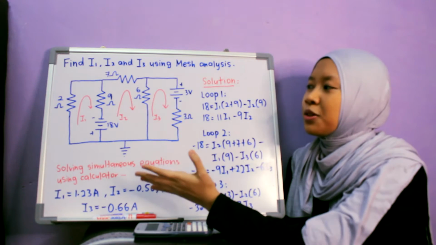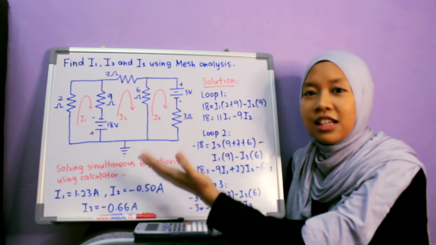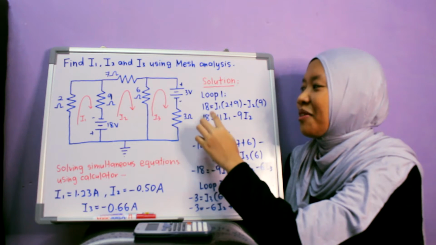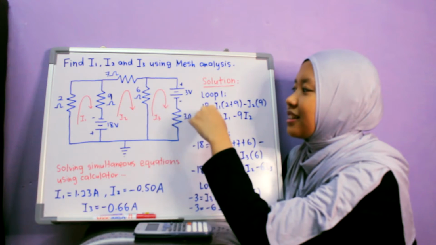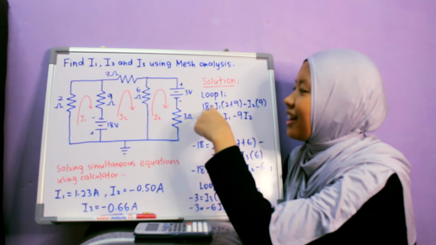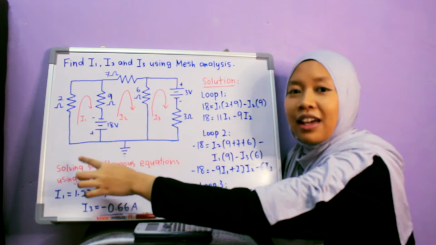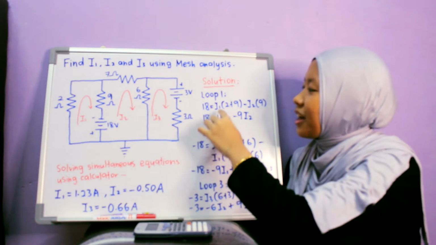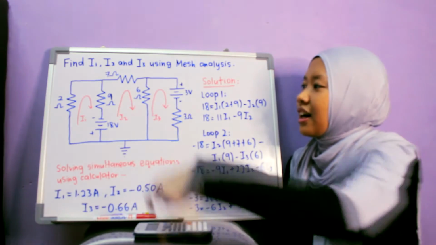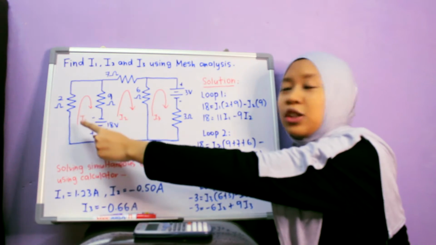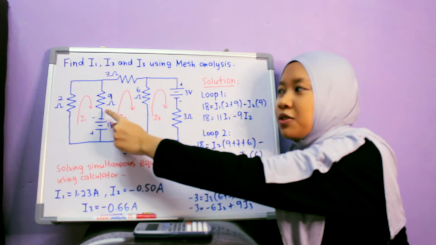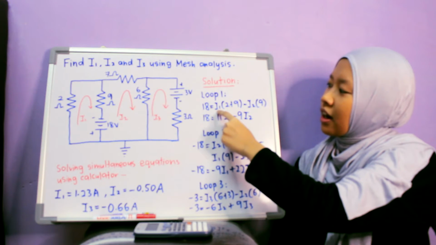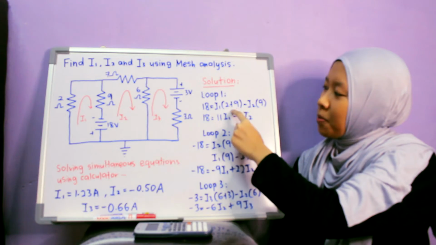So we need to work by looking at each loop or mesh. And then for the first loop, we assign the voltage here, which is 18 volt, and then we look through the current flow in the mesh. Okay, we can look that for I1, it will pass through the resistance with 2 ohm value, and then it will pass through the one with 9 ohm value. So we can put it here, I1 times 2 plus 9.